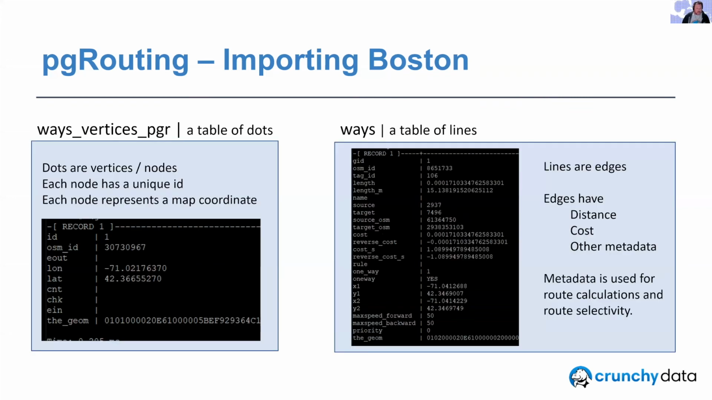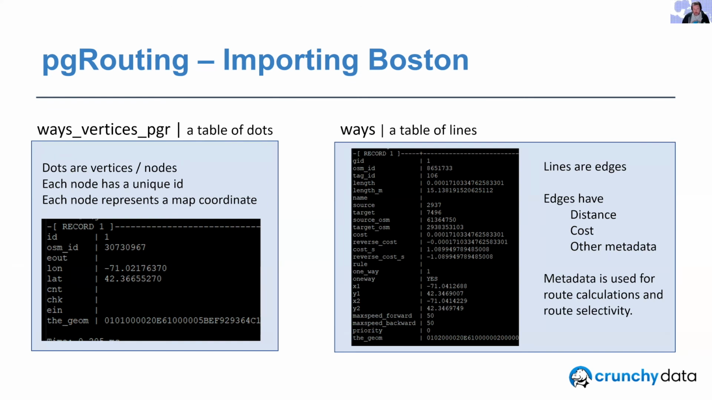This is what the data looks like when it's imported. It's basically 2 tables. There's a bunch of other sequences, IDs, primary keys, et cetera, associated with it. But looking at these 2 tables, our left-hand side is our table of dots. Those are the vertices. If we go back 2 slides, it would be the intersections. And the right-hand side is ways. It's the table of lines.